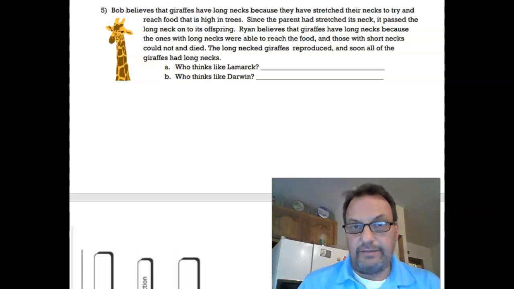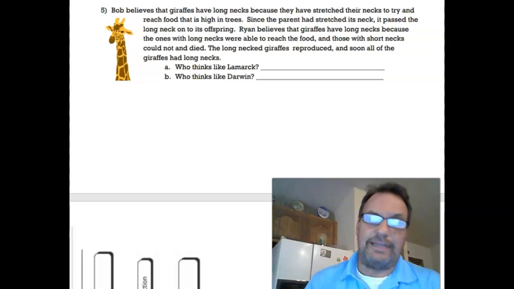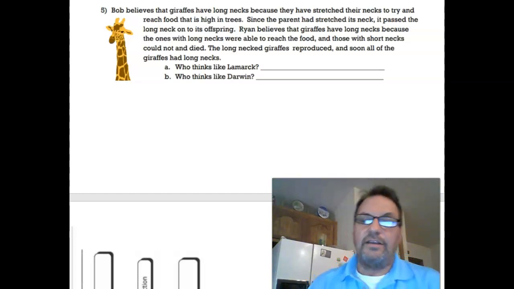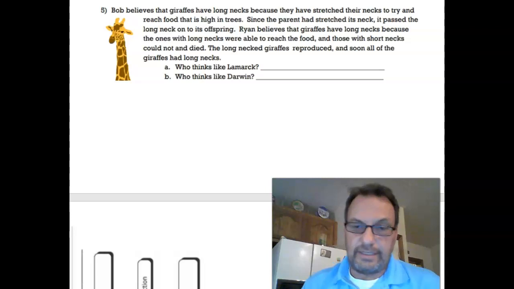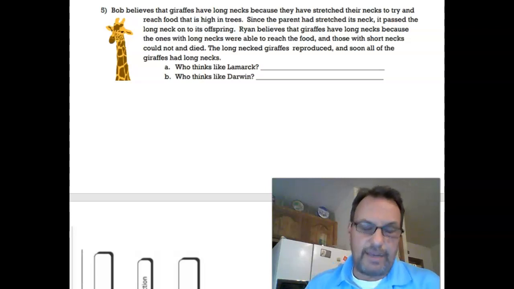Ryan, on the other hand, believed that the giraffes with long necks were able to survive because they could reach the food, but those with short necks could not. And unfortunately, they died. So which ones were able to have babies? The long-necked giraffes reproduced. This is an example of the two different theories of evolution.